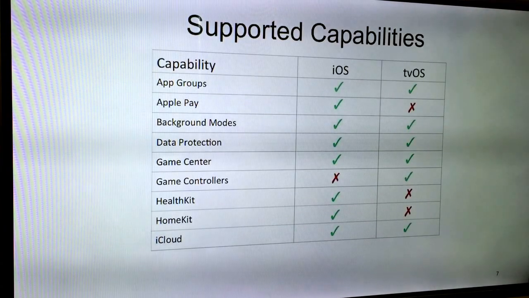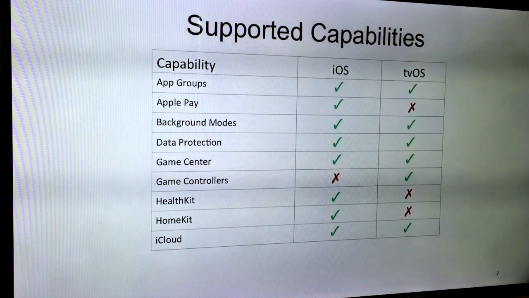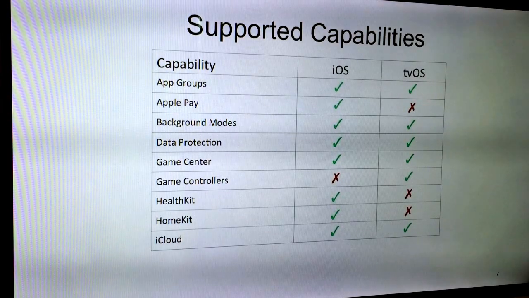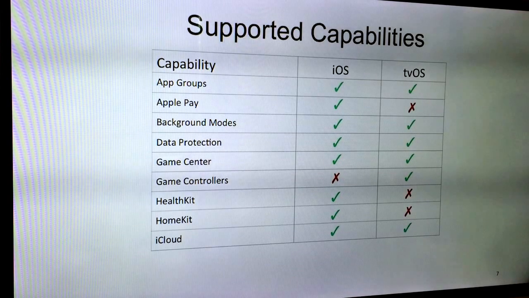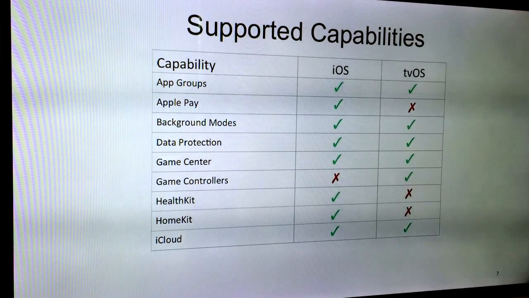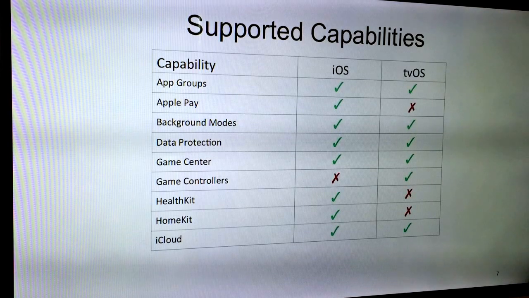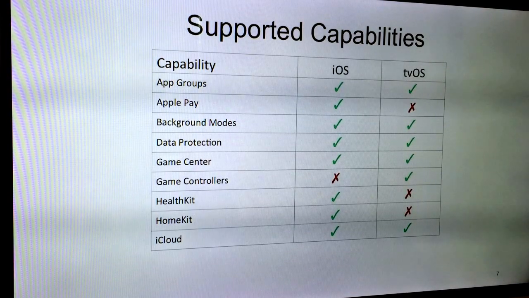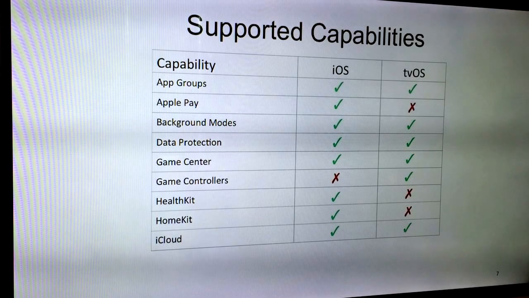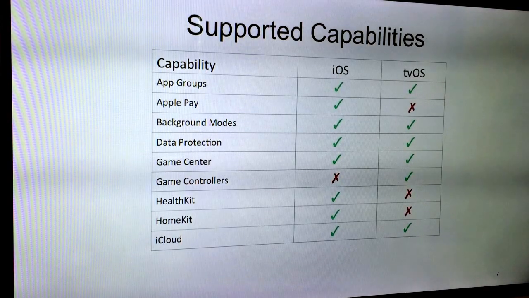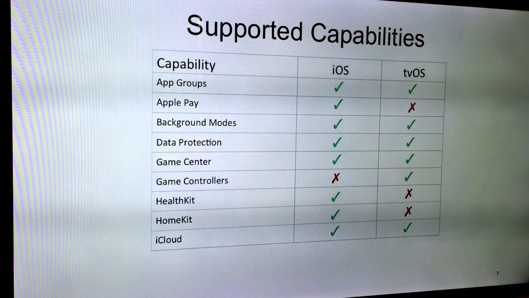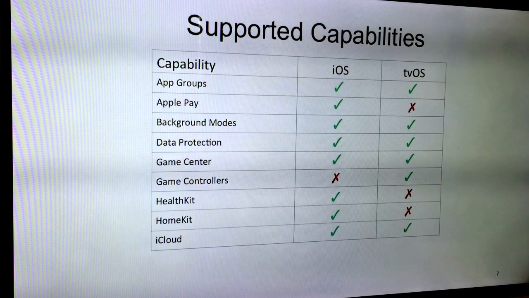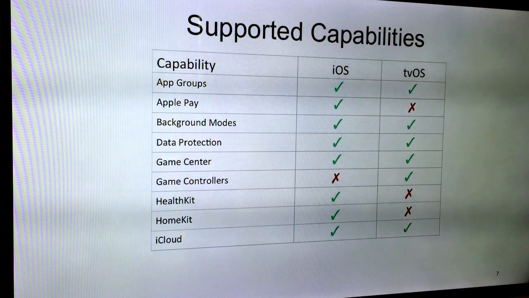So let's compare what exactly we have between iOS and tvOS. I have provided a comparison between them for main capabilities. For iOS and tvOS, we have app groups in both, so it means that we can combine a bunch of applications into one group. Apple Pay is supported only on iOS. For tvOS, you cannot actually use Apple Pay. As well, applications on tvOS support different background modes, data protection, and Game Center.